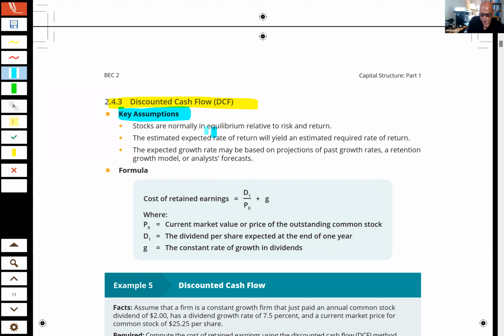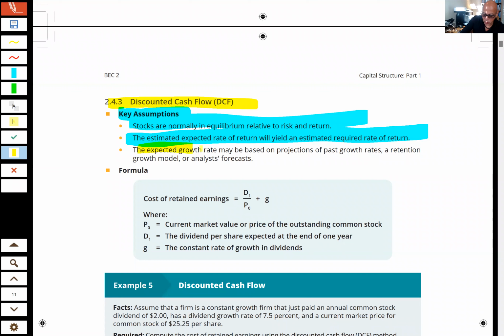So let's take a look at some of the key assumptions. Stocks are normally in equilibrium. The estimated expected rate of return will yield an estimated required rate of return. The one that's more interesting to us here is the expected growth rate may be based on projections of past growth rates, the retention growth model, or analyst forecast. Note to self, I don't care about those key assumptions. I'm not going to read those anymore.